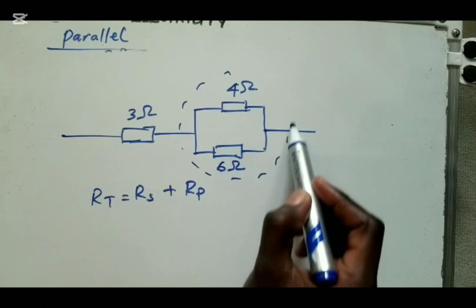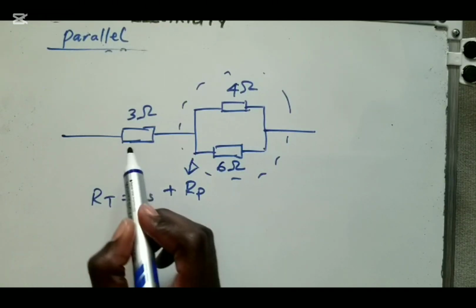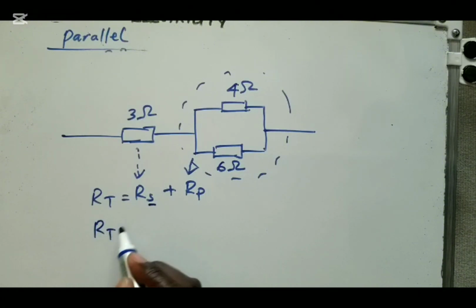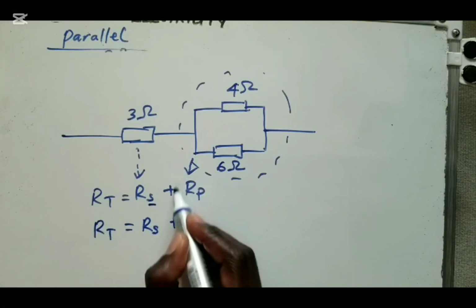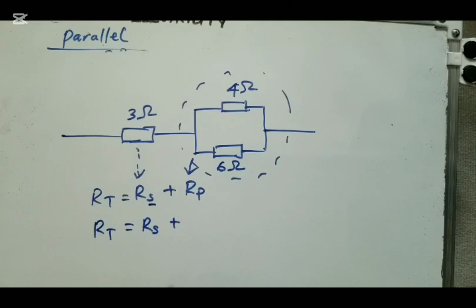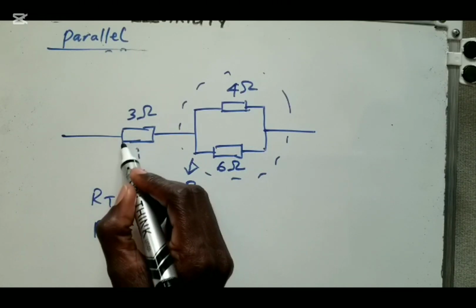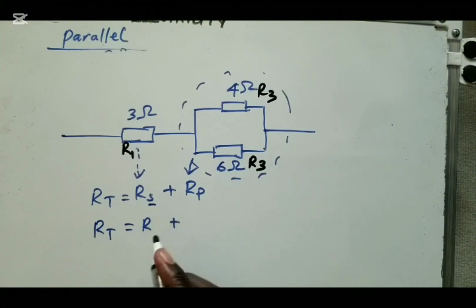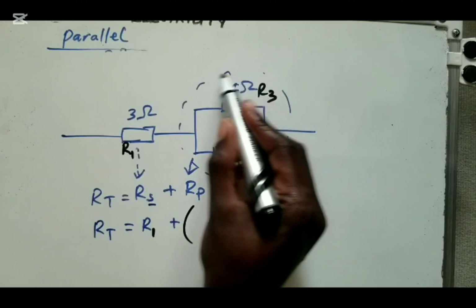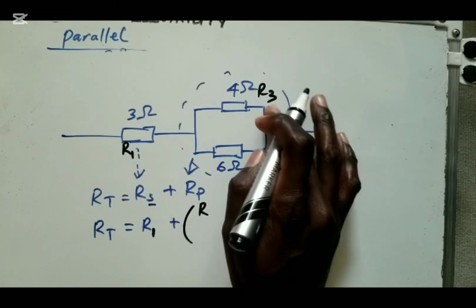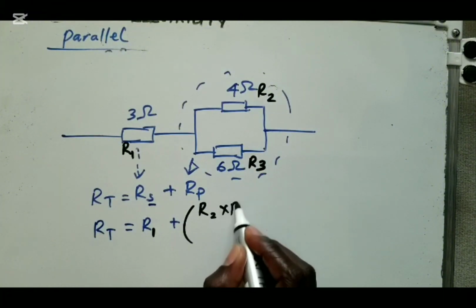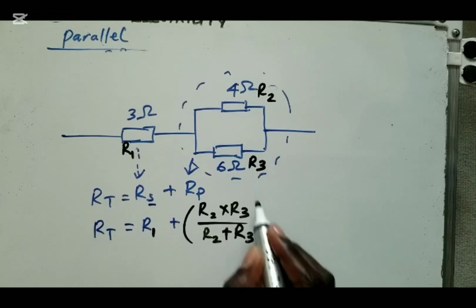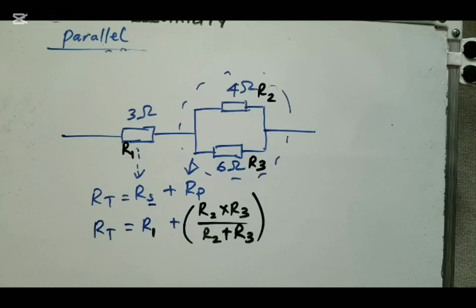R total is the resistor in series plus those resistors that are in parallel. When I look at this combination, this part is a parallel arrangement, and this resistor here is a series arrangement. So R total is equal to the resistor in series plus the resistors in parallel. If we name them R1, R2, and R3, it will be R1 plus, to get the parallel combination, R2 times R3 divided by R2 plus R3. So that's the way you can go about it.